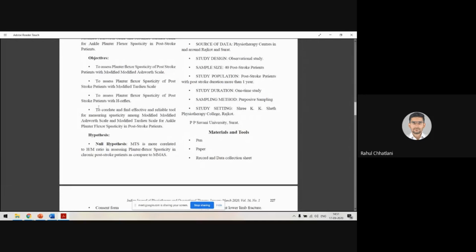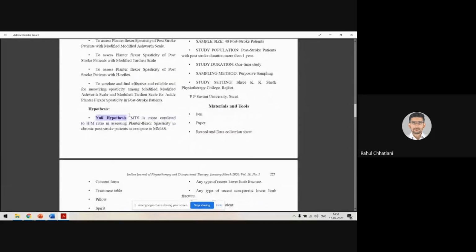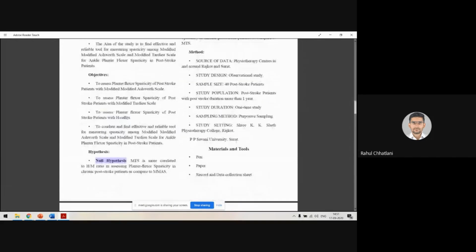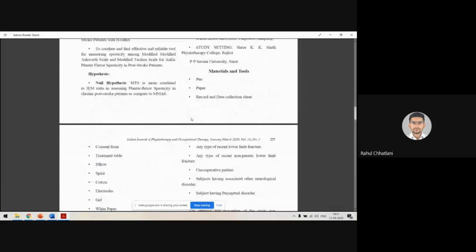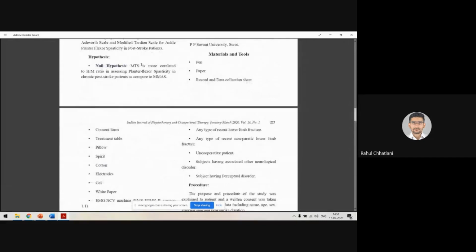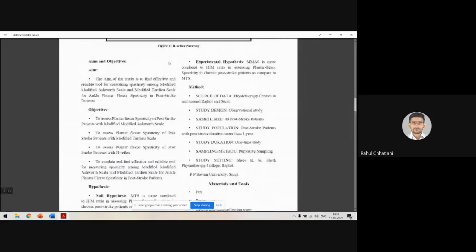So for the hypothesis, see the terms used: null hypothesis and alternate hypothesis or experimental hypothesis. So the null hypothesis is that modified Tardieu scale is correlated to HM ratio in assessing plantar flexor spasticity, and the experimental hypothesis is that modified Ashworth scale is more effective.